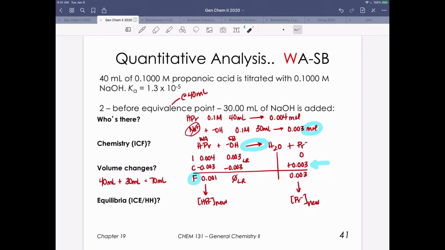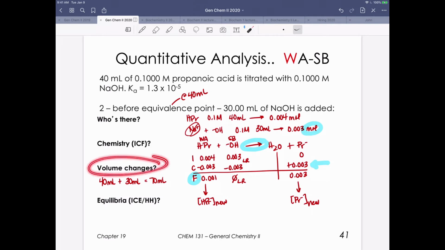Finishing out our ICF table tells me how many moles of each species I have remaining. I've got 0.001 moles of my HPR. My limiting reagent, which was the hydroxide, is completely gone. And importantly, and this is a very important piece, I do generate some of the conjugate base. This is important because the conjugate base is a species that can generate a contribution to pH. So remember, ICF tables are going to give me the number of moles of each species that I have. If I want to get to concentration, I have to take the number of moles and divide by the volume that they're contained in.